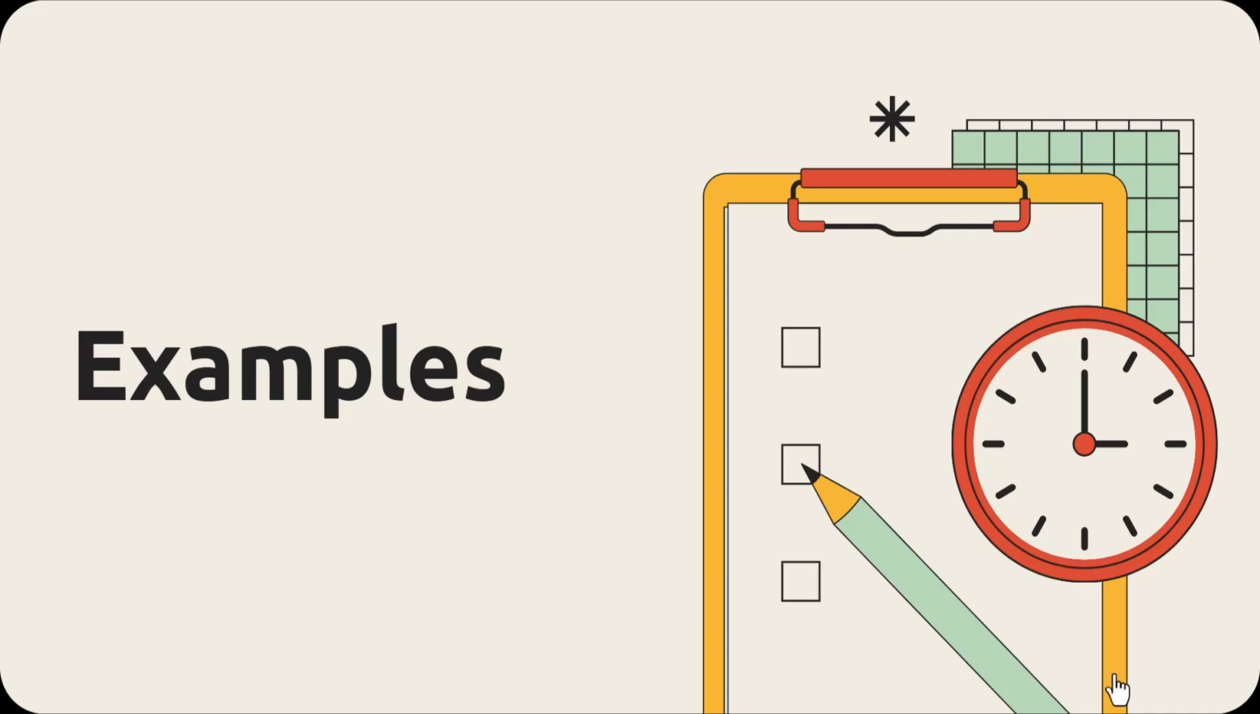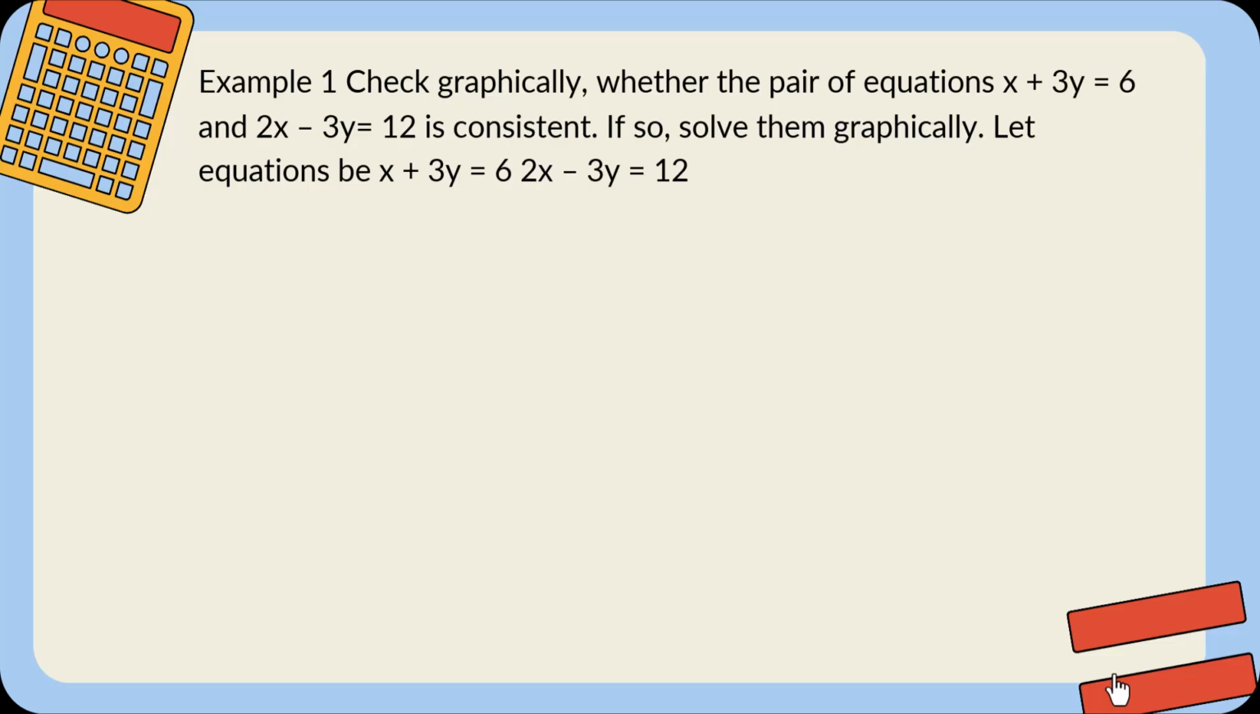Let's look into examples. Check graphically whether the pair of linear equations x + 3y = 6 and 2x - 3y = 12 is consistent. If so, solve them graphically. Let the equations be x + 3y = 6 and 2x - 3y = 12.